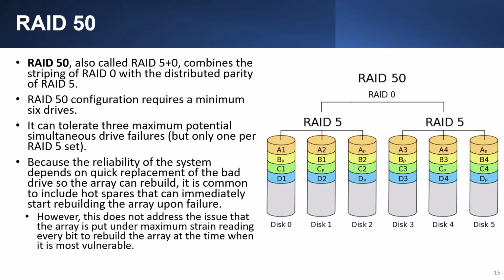RAID 50, also called RAID 5 plus 0, combines the striping of RAID 0 with the distributed parity of RAID 5. RAID 50 configuration requires a minimum of 6 disks. It can tolerate 3 maximum potential simultaneous drive failures, but only 1 per RAID 5 set. Because the reliability of the system depends on a quick replacement of the bad drive that the array can rebuild, it is common to include hot spares that can immediately start rebuilding the array upon failure. However, this does not address the issue that the array is put under maximum strain, reading every bit to rebuild the array at the time when it is most vulnerable.